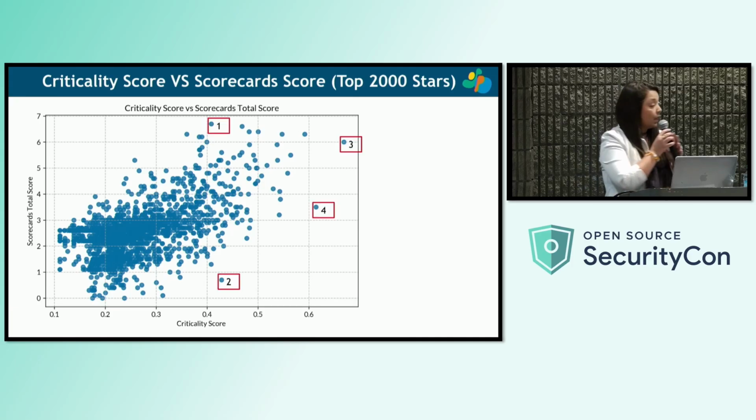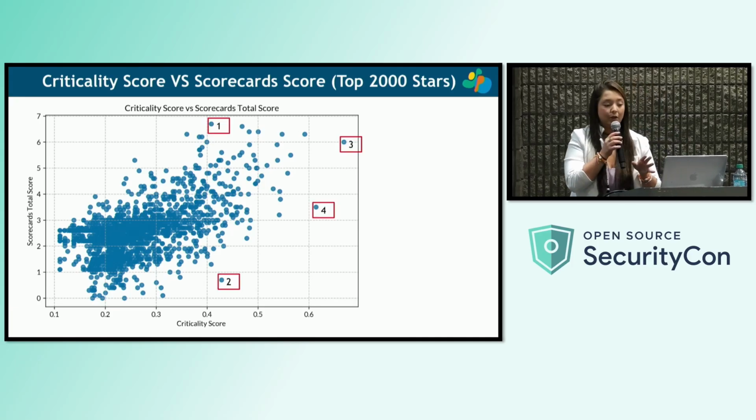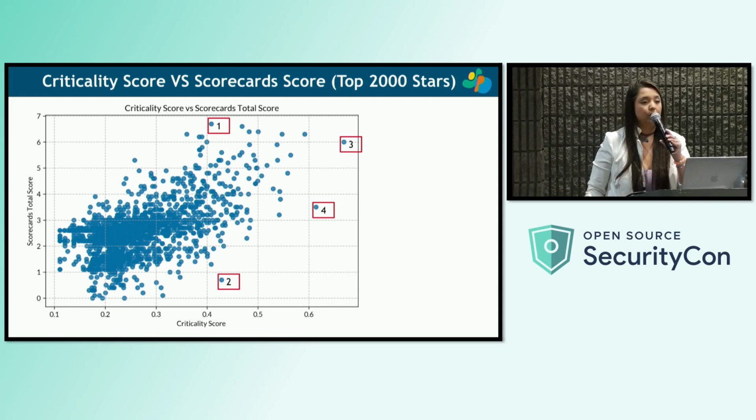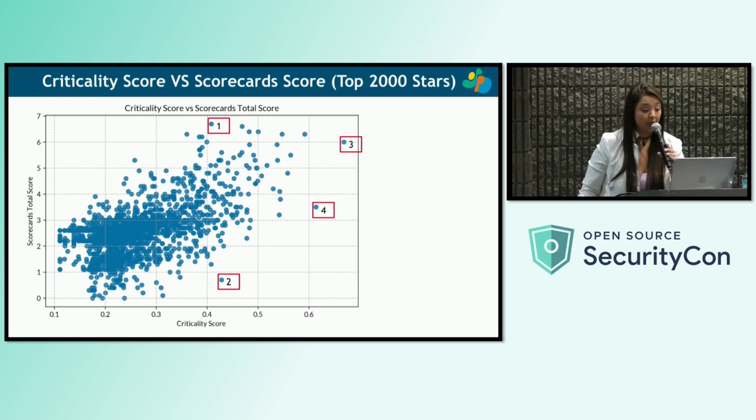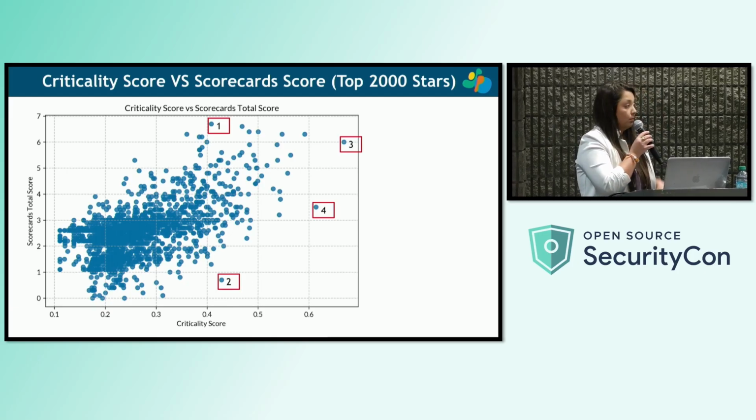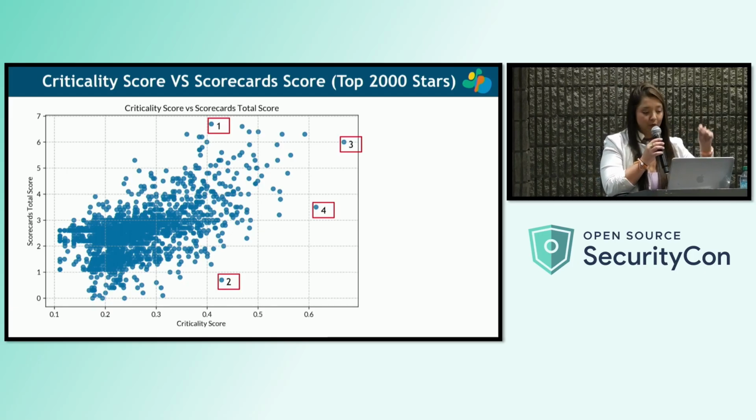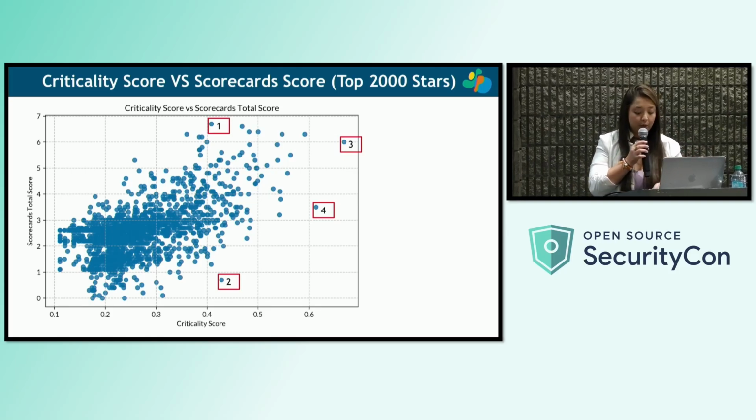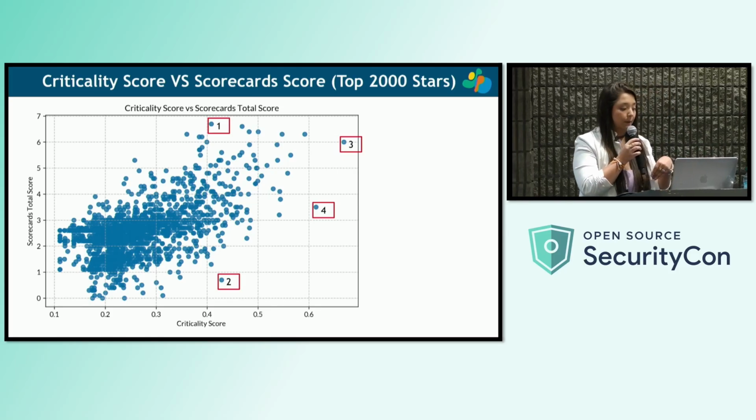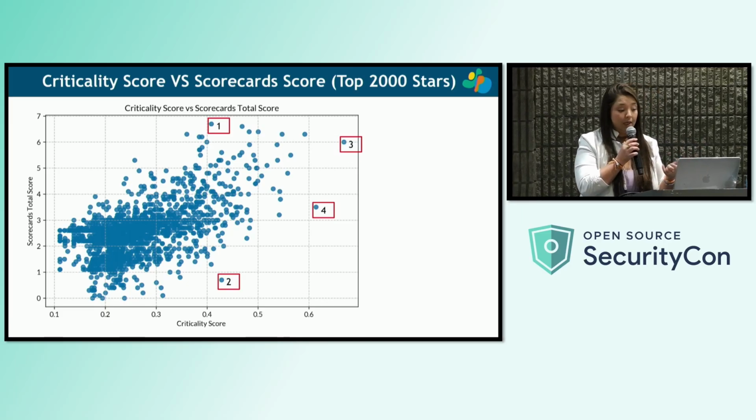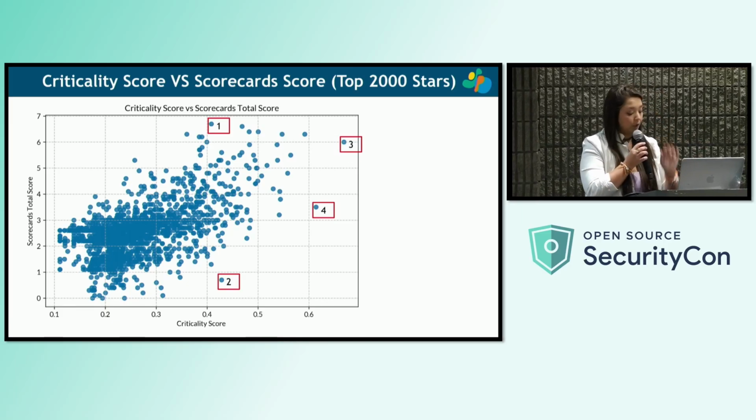So if we look at some of these outlier projects here, I wanted to see what are the actual different metrics that are changing between some of the less critical projects, some of the lower Scorecards total score projects, and the projects with the higher scores. For example, projects 1 and 2 have very different Scorecards scores, but the criticality score is almost the same. And the same case with projects 3 and 4.